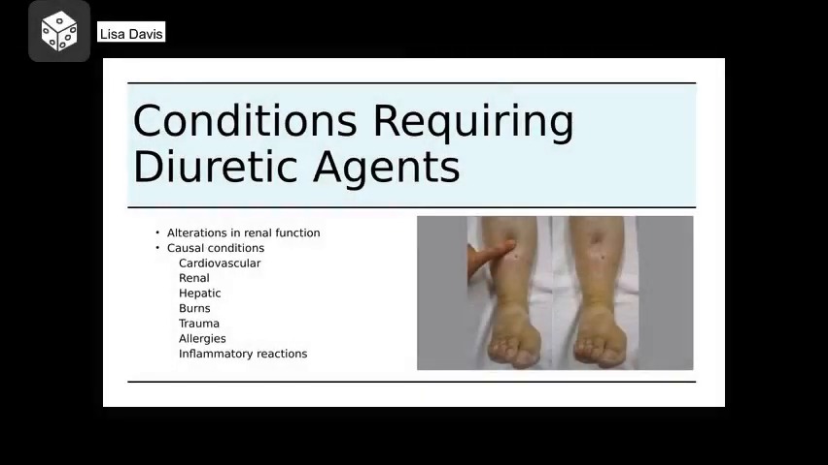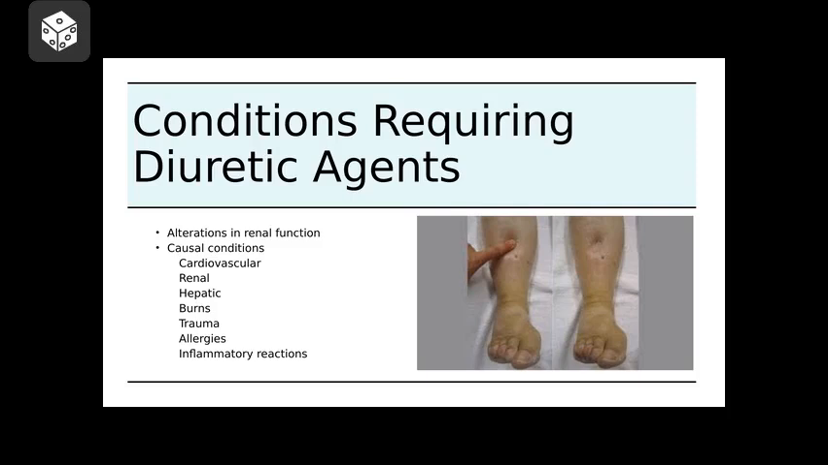We reviewed our A&P. Let's take a look at some medical conditions that might require the use of diuretics. So we're talking about alterations in renal function. Remember, we talked about that glomerular filtration rate, so how fast the glomerulus is filtering the blood. The slower that gets, the less urine that we put out. So sometimes to poke the kidneys, make them work a little bit better, we can give some diuretics to help increase the urine output.